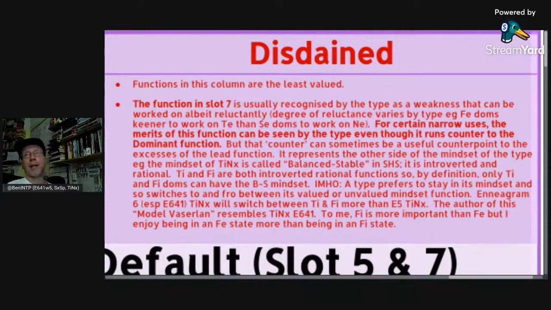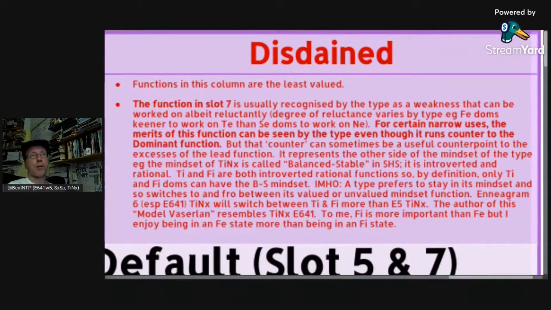Yeah. Anyhow, for certain narrow uses, the merits of this function can be seen by the type, even though it runs counter to the dominant function. Right. That I would say, so got that in bold for a reason. For certain narrow uses, the merits of this function can be seen by the type, even though it runs counter to the dominant function. So INTJ being a negativist, being a bit of the critic, like Kerr Avon in Blake 7, we'll get around to him. It's going to see the value of stabilizing.